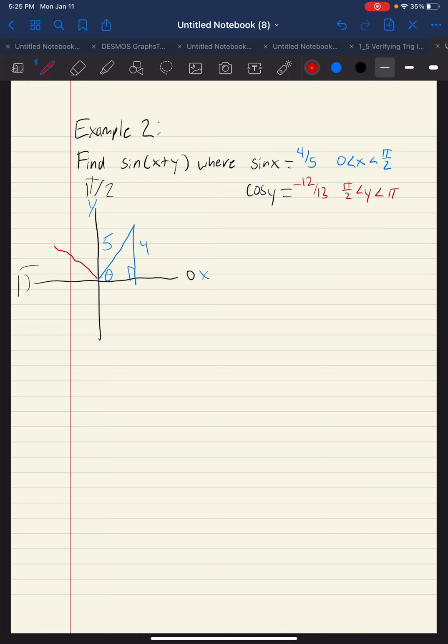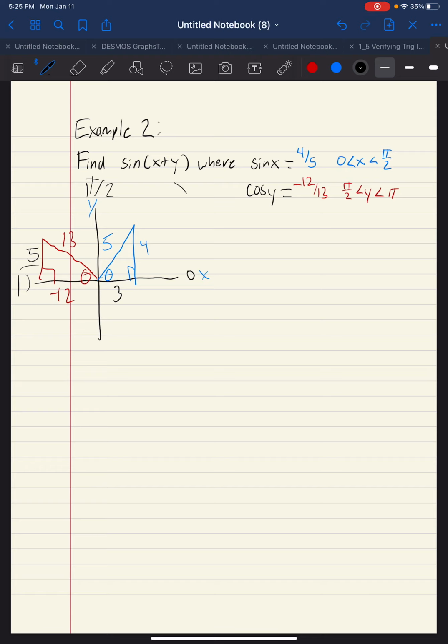Let's do this one now for cosine. So we know theta should be right here. If it's right there, we know this is negative 12. And then we know that this is 13. And then we could solve for the rest as well. So we know using the Pythagorean theorem, this will be 3. And same thing with this, using the Pythagorean theorem, we can find this side, which is 5.